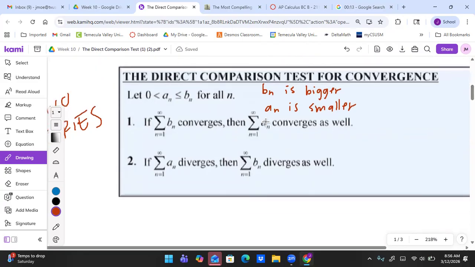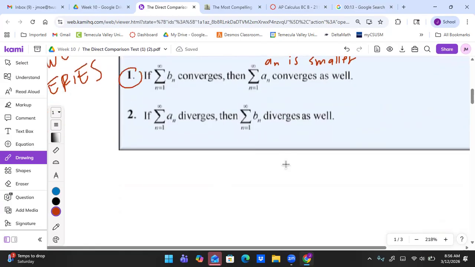Okay, so the criteria for convergence is if the infinite series b sub n converges, then a sub n converges as well. Second criteria, if the infinite series of a sub n diverges, then b sub n diverges as well. Does that make sense to you? Okay, great. I'm going to summarize these two, 1 and 2, in terms of the airplane analogy that I gave you, so that way it makes a little more sense.